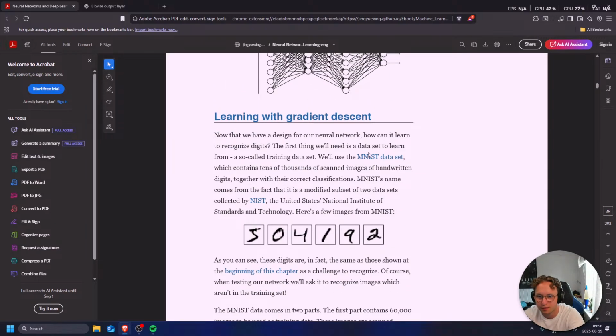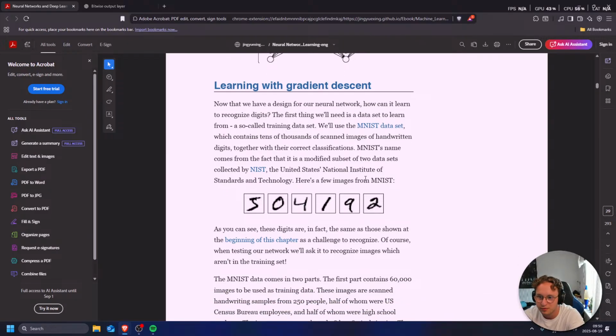Now that we have a design for our neural network, how can it learn to recognize digits? The first thing we will need is a dataset to learn from, a so-called training dataset, and they use the MNIST dataset, which contains tens of thousands of scanned images of handwritten digits, together with their correct classifications. The MNIST name comes from the fact that it is a modified subset of two datasets collected by NIST, the United States National Institute of Standards and Technology. Here are a few images from the MNIST.